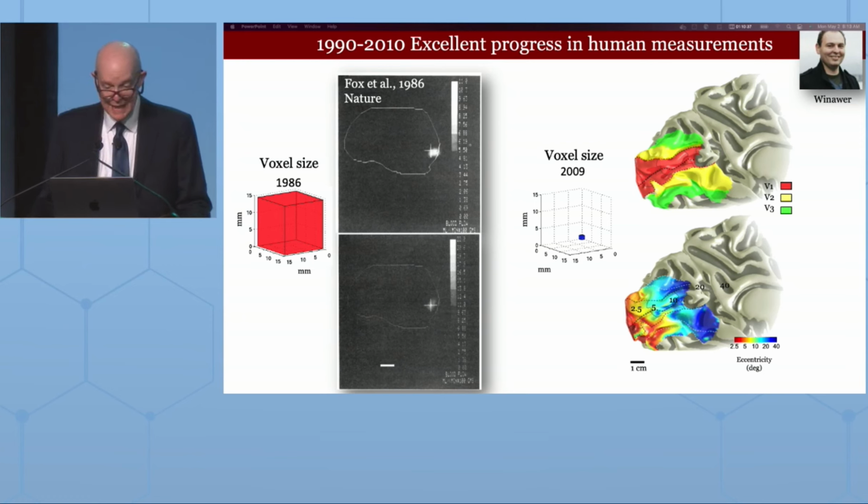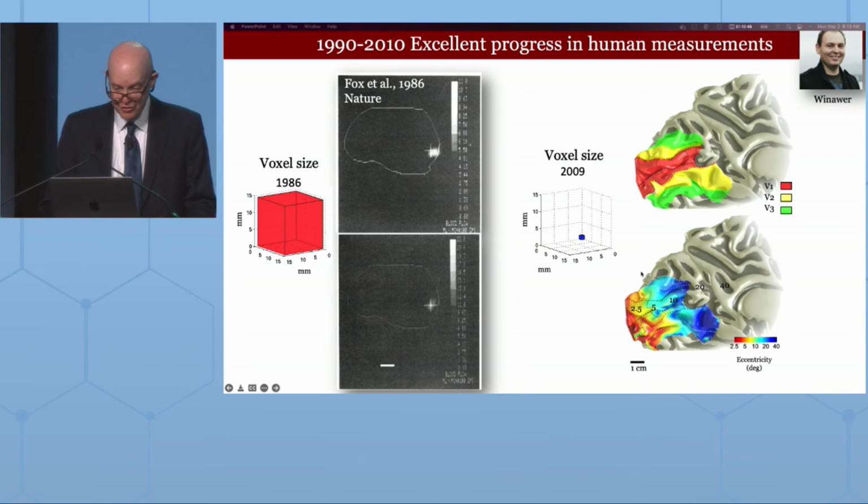By 2010, John Winawer and I could write a summary paper of what had been learned and what the new techniques were capable of, and we could show you things like, well, this red region is V1 and surrounding it is V2 and V3 in individual subjects, individual people who we could study in great detail that way.